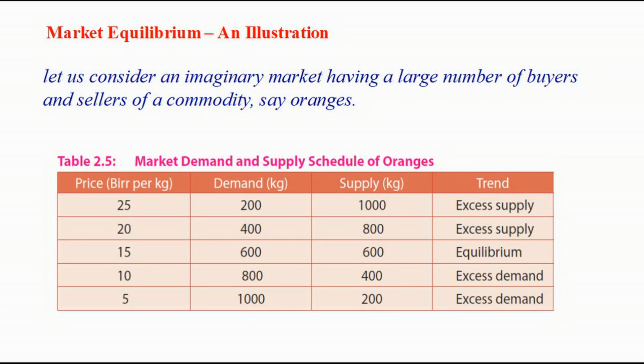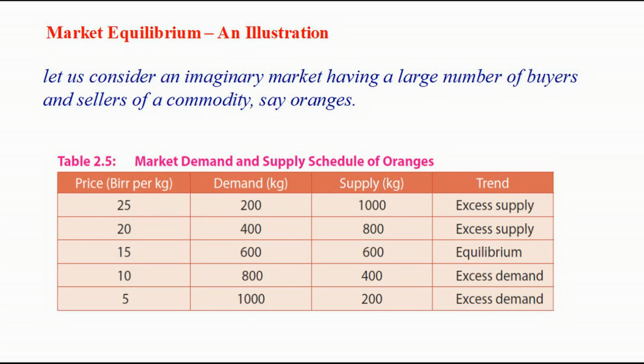But when the price is low, that discourages producers and sellers from supplying that much quantity. The quantity supplied now becomes less than the quantity demanded at price 10. It creates excess demand. The lower the price, the higher the demand, and the lower the supply. It creates excess demand.